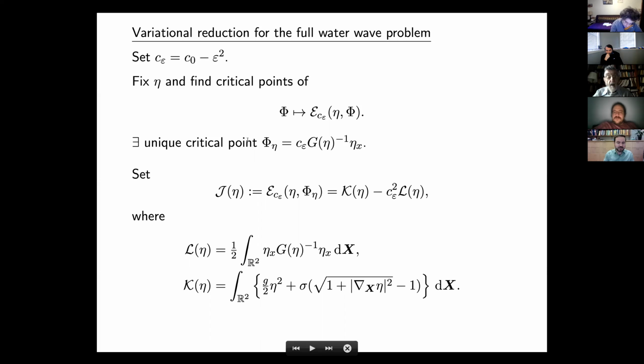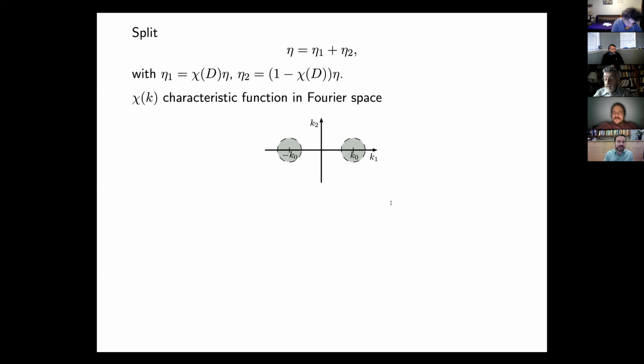Okay, and then we get the problem formulated just in terms of the surface, which looks like this. You have two different functionals, k and l. This is a bit confusing, but the first one comes from the kinetic energy and the second one from the potential energy. So this is still a hard functional to work with, and now we do the main step of the reduction. It's like a Lyapunov-Schmidt reduction, but we don't use the kernel of the linearized problem.